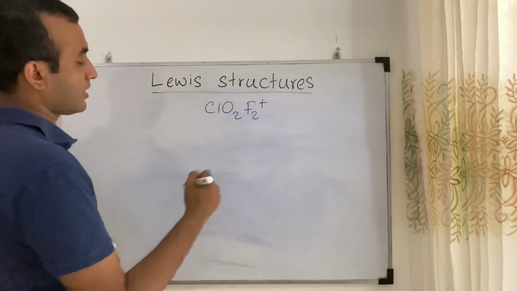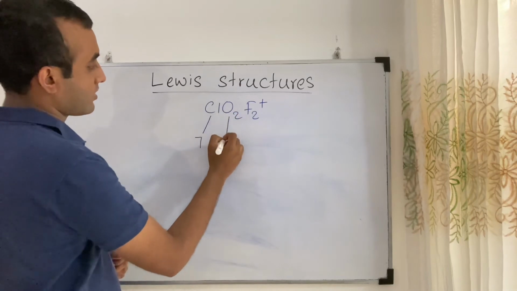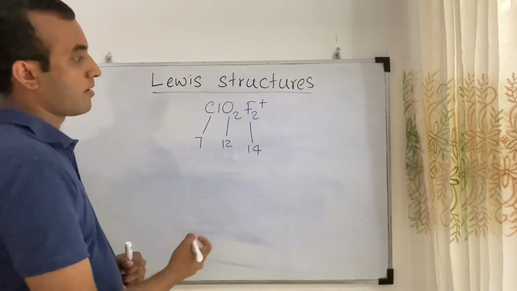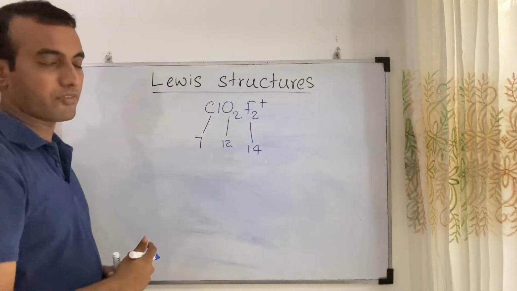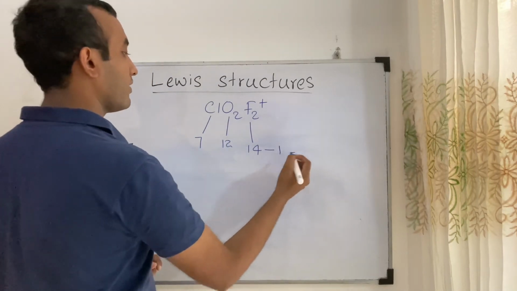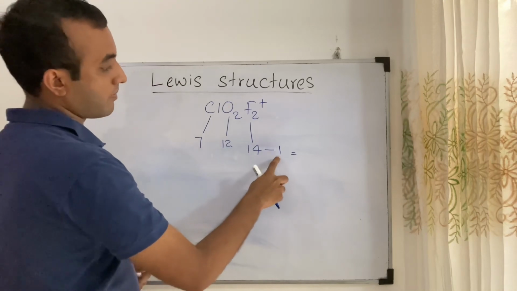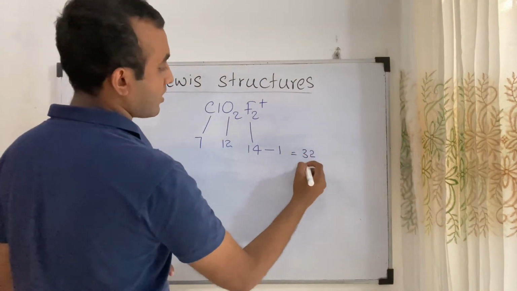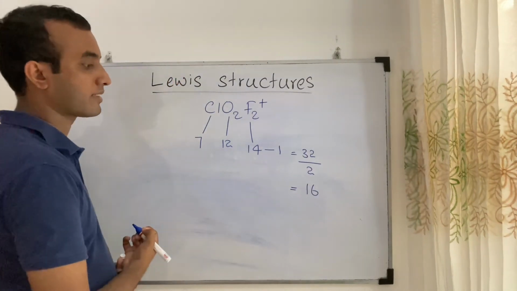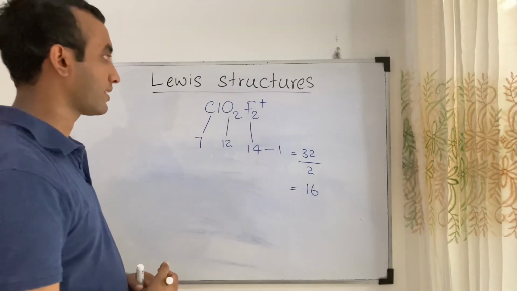So the first step is to calculate the number of valence electrons. Chlorine 7, oxygen 12, and fluorine 14. But because of the plus charge, we have to subtract 1 electron. So then we have 7 plus 12, 19, 33, but minus 1, 32. So we should divide this by 2 to find the number of pairs. We get 16 pairs. And then the next step is to draw the skeleton.